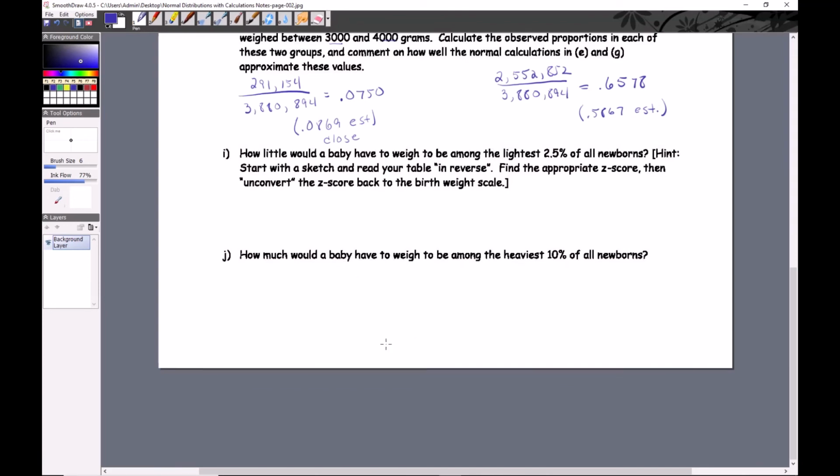All right, now the last two things, I am going to put a star on this one, because that means it's important. It's a different kind of thing. So when you read this, it says, how little would a baby have to weigh? All right, stop. If they're asking us how much a baby would weigh, our answer is in grams, right? So they're going to be among the lightest 2.5% of all newborns. That's a proportion or a probability or a percent. So we're going from P, and then we're going to have to go back to Z, and finally to that X value, because how little would a baby have to weigh is an X value, okay? To be among the lightest 2.5% of all newborns.